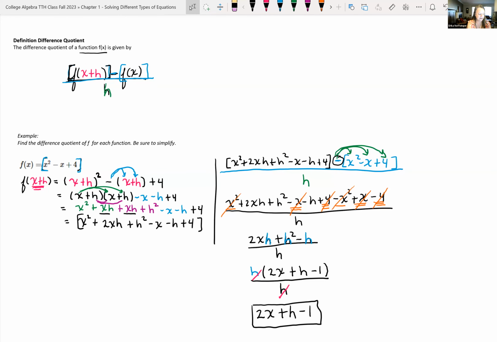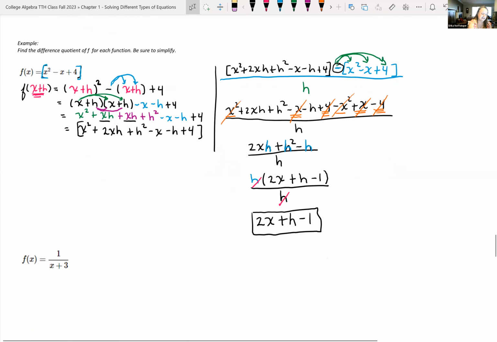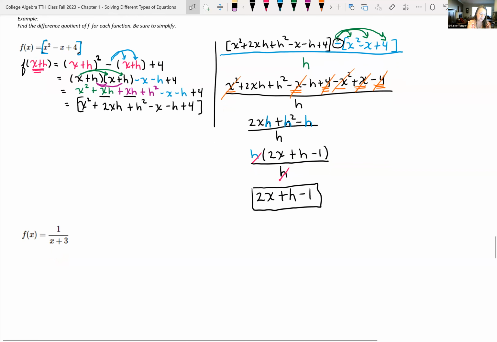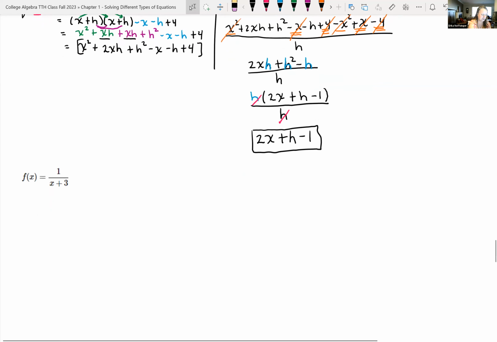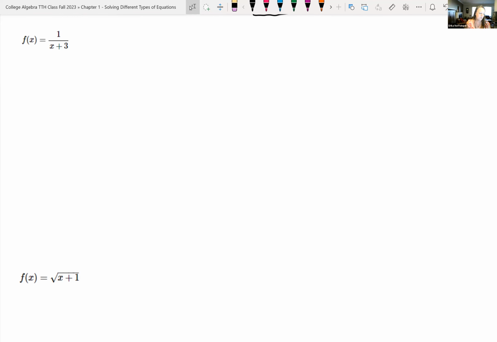Okay, so let's look at a couple more examples of finding the difference quotient. In these next examples, we're going to have to use some tricks of algebra to help us simplify. Our first example, we have 1 over x plus 3. Again, we want to find the difference quotient. The difference quotient is f of x plus h, where we plug in x plus h wherever we see an x, minus f of x, and we put this all over h.